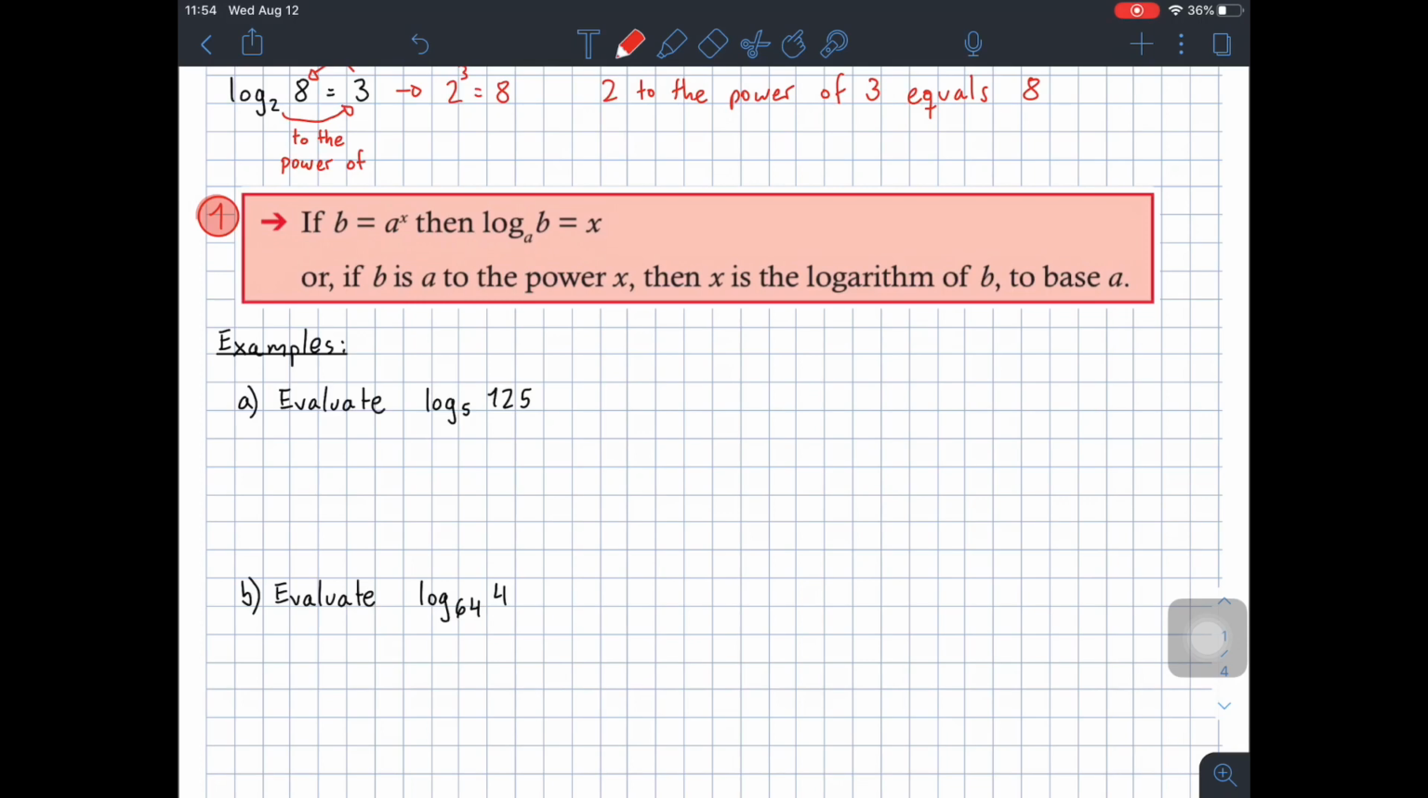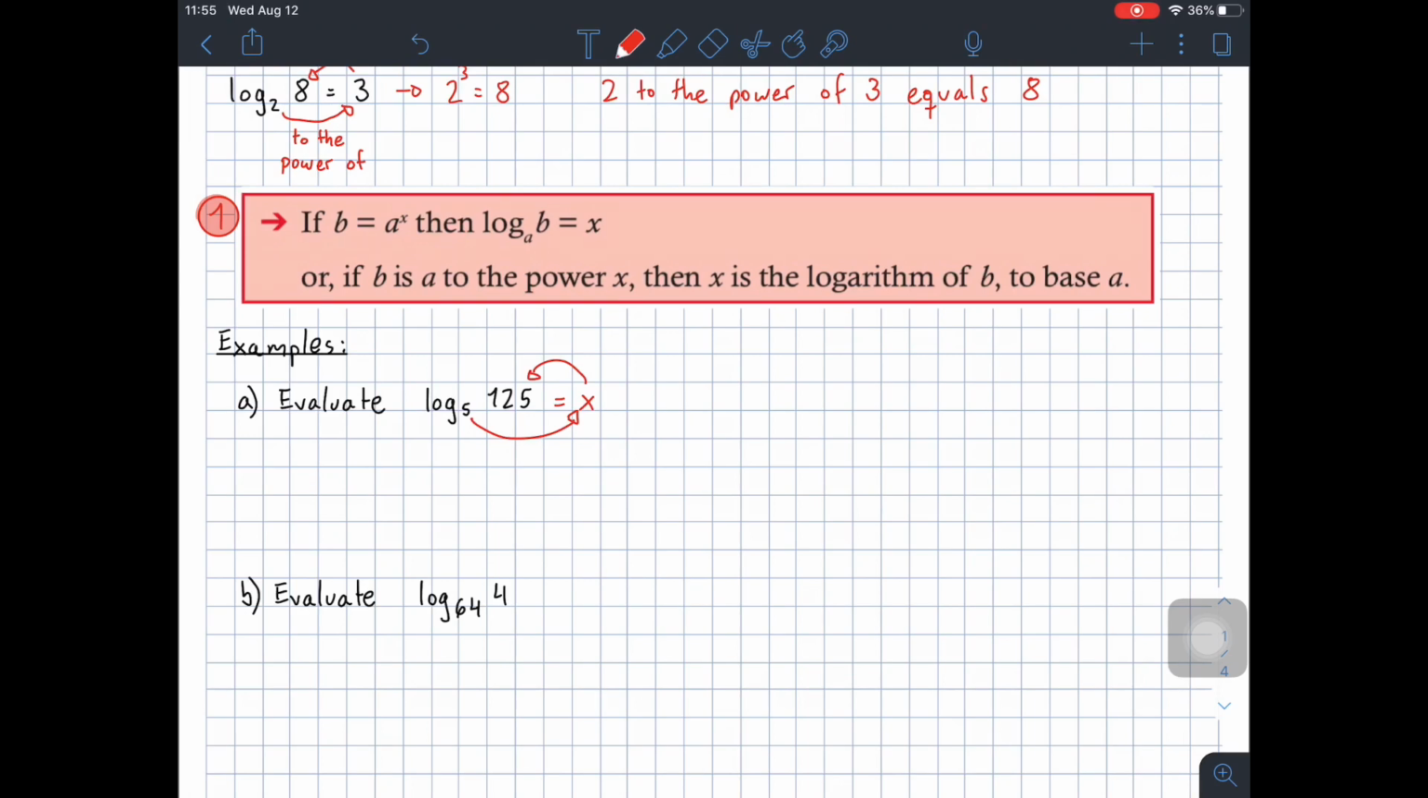Okay, here are some examples to work with this. It says evaluate log base 5 of 125. When it says evaluate, it means I need to find the value of this, without using a calculator, right? Because if you plug this in the calculator, you will get the result directly. But let's assume that we do not have a calculator. So in order to evaluate this, I need to first set this to x. So if I'm setting this to x, what I need to do to find the value of x is follow the rule, right? 5 to the power of x should be equal to this value over here.